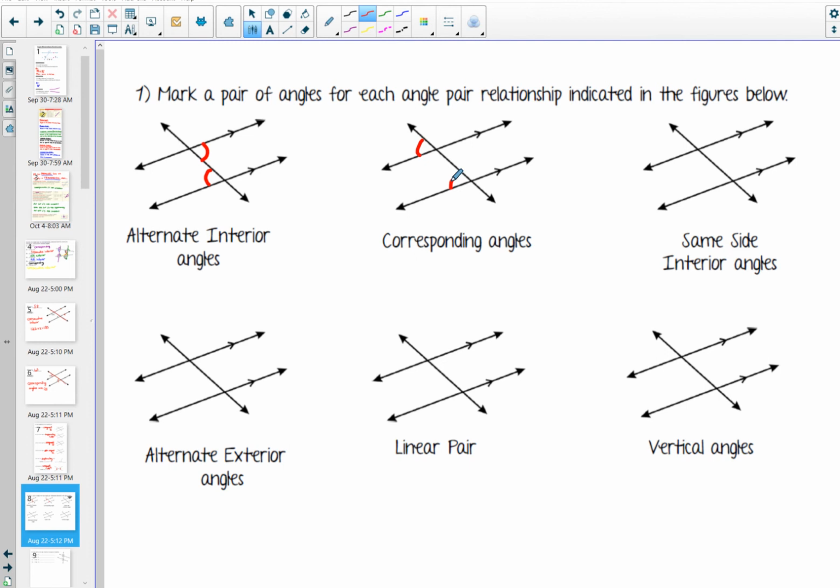Same side interior. So they're really on the same side of that transversal and inside of our parallel lines.